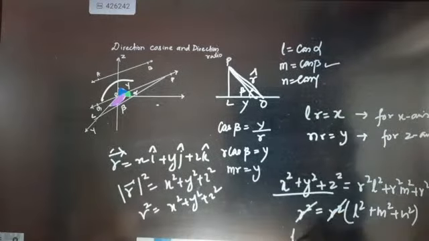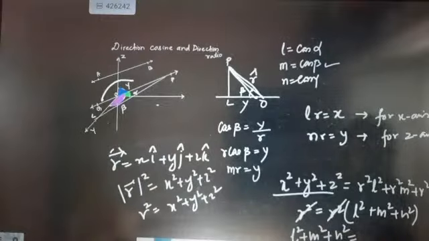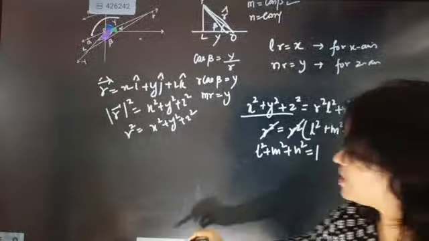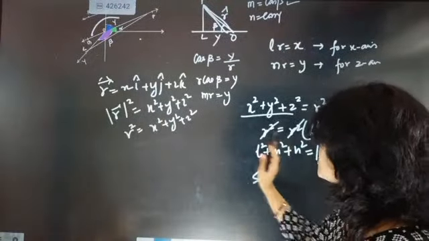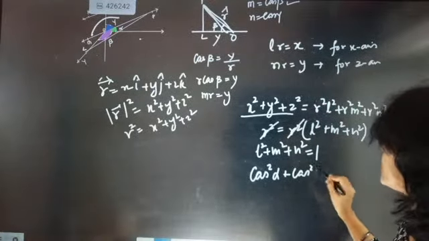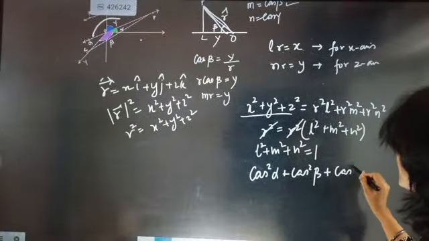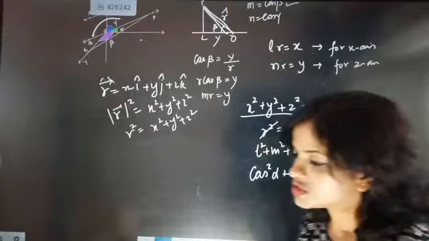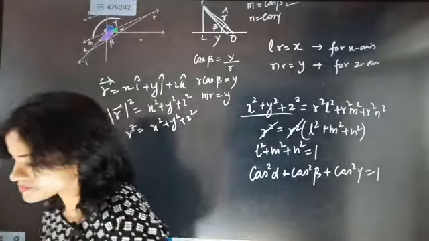So this cancelled. We derived one more relation, L square plus M square plus N square equal to 1, which can also be written as cos square alpha plus cos square beta plus cos square gamma equal to 1. So this is what we have studied.